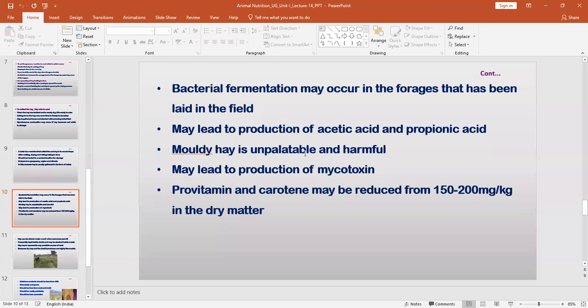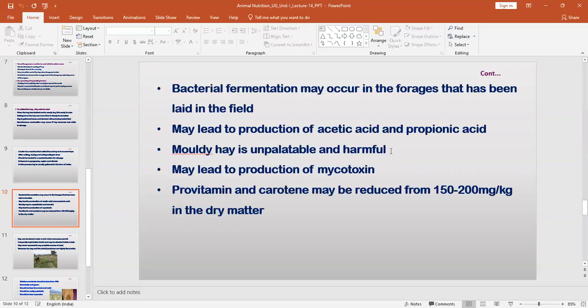So the bacterial fermentation may occur in the field condition, and it may lead to the production of acetic acid and propionic acid, and moldy hay is unpalatable and harmful. So we should be cautious, and we should regularly turn and tilt the fodder to reduce the moisture content, so mold may not grow.